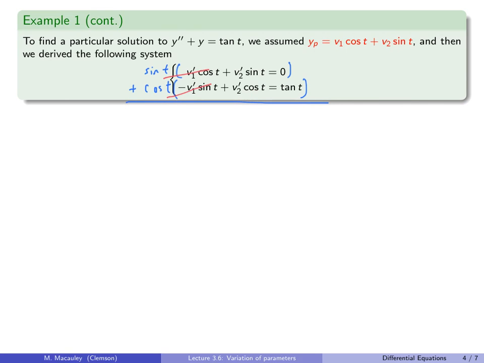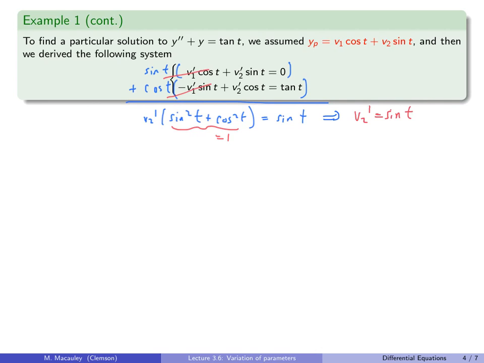So let's write that down. That's v2 prime times sine squared of t plus cosine squared of t. Oh, I said tangent. That's not quite right. It's cosine times tangent. Don't forget to stick that onto here. So cosine times tangent is sine of t. And this thing, of course, is equal to 1. So this whole equation simplifies to v2 prime equals sine of t.